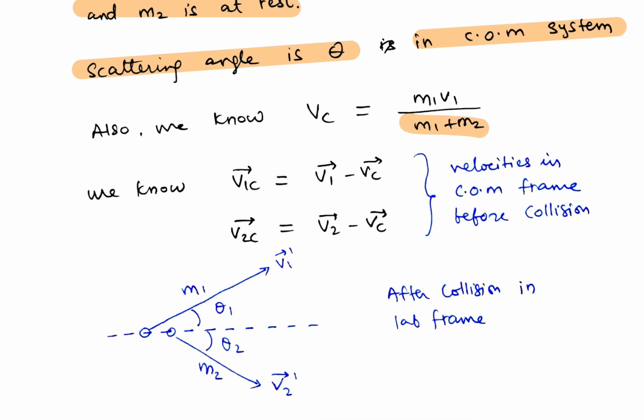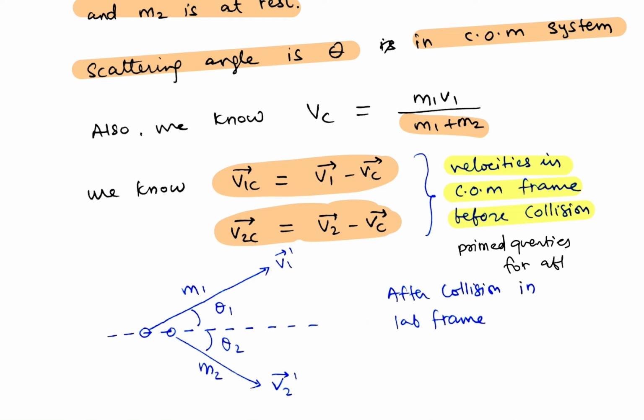And we also know that the velocity of the first particle in the C system is v1 minus vc, and the velocity of the second particle in the C system is v2 minus vc. Fine, the thing we already know. These are velocities in the center of mass frame before collision. How do we know it is before collision? Because we use primed quantities for after collision.